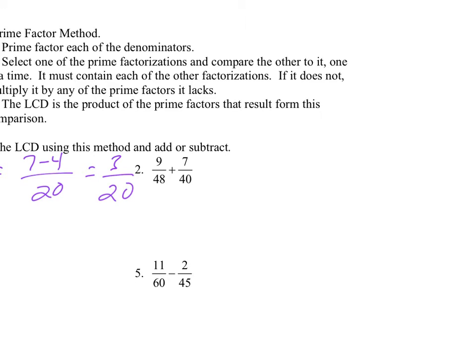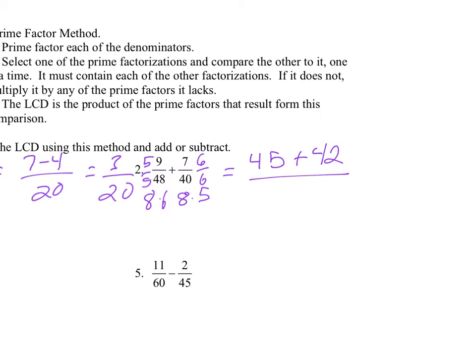48 and 40. Let's see, that's 4 times 10. Oh, wait, no, better. 40 is 8 times 5. 48 is 8 times 6. So that means that this side has to be multiplied by 5 and this one by 6. So I'm going to get 5 times 9 is 45, plus 7 times 6 is 42.